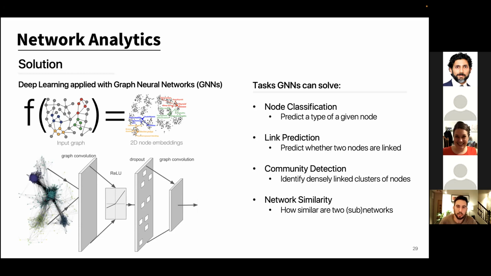These GNNs can be used for a variety of tasks, including classification, link prediction, or community detection, which is what we're going to talk a little bit about today. So let's take a look at how we've used this GNN approach to analyze our data from our study in Delhi and inform HIV programs in India.